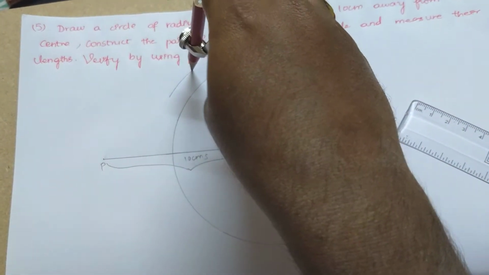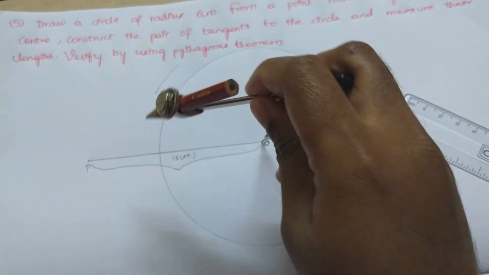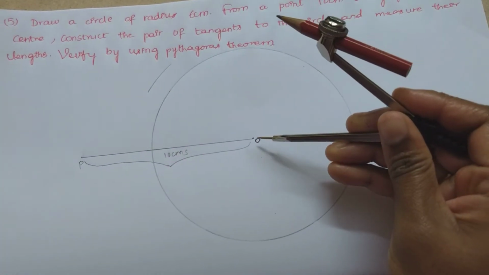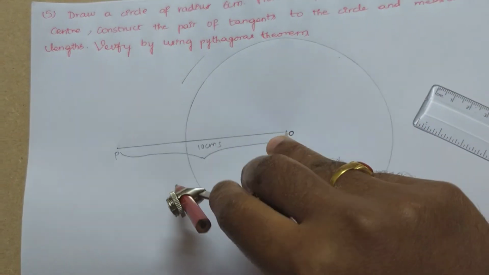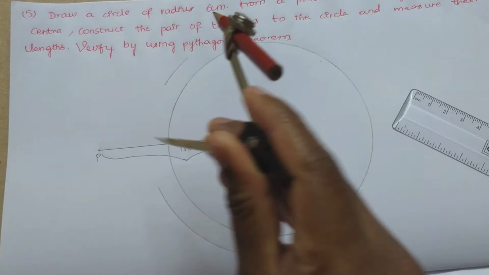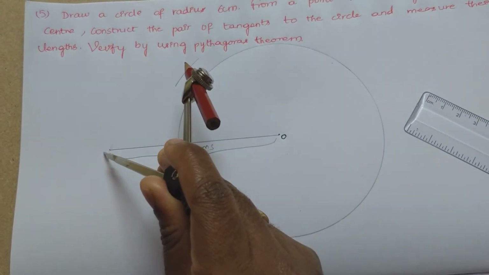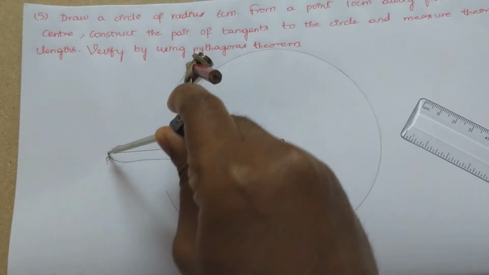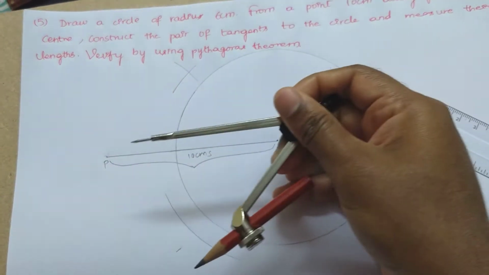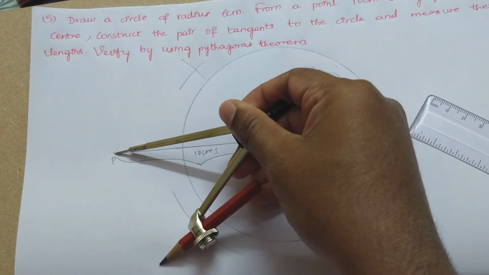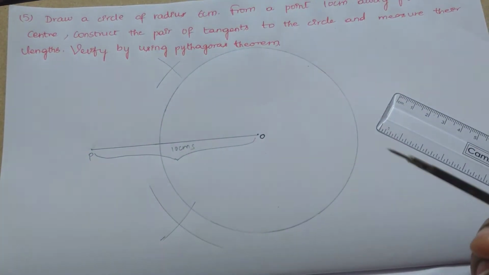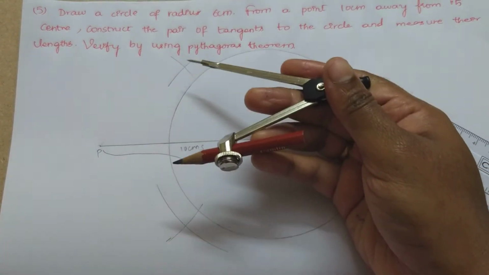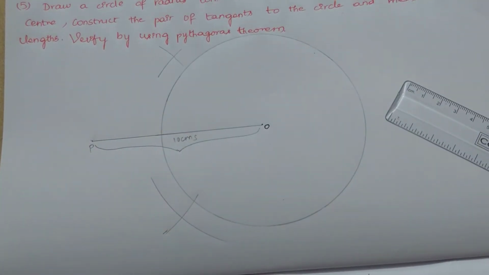Why did I take more than 6? Because in case you draw 6, it will intersect the circle. So for understanding purposes, it will be a bit difficult. That's why I am taking more than 6 here. Okay. Now from the point P also draw the arcs on both sides, upside and downside. Sorry, it got moved. From the point P, draw an arc on the downside also. Okay, now let's join the points of intersection of the 2 arcs on both upside and downside.